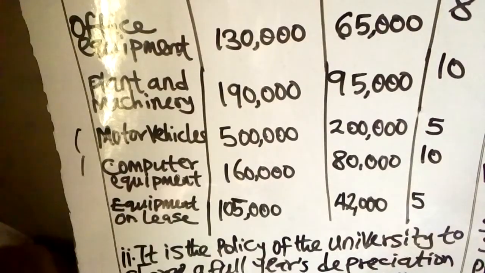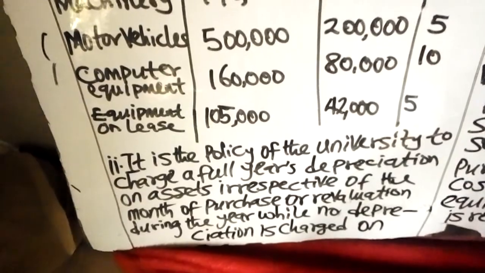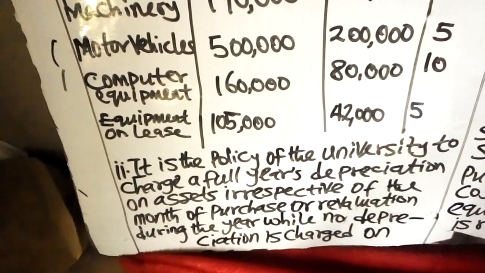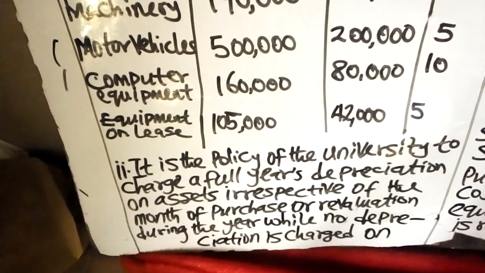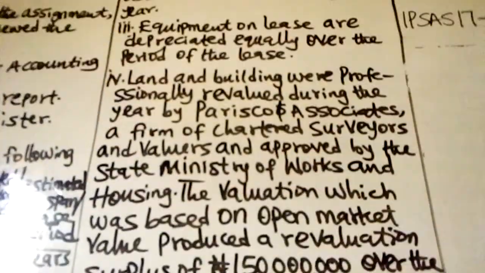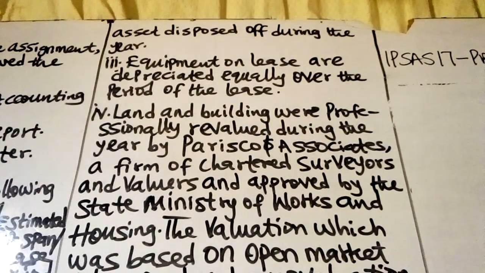Then equipment on lease, the cost is 105,000, accumulated depreciation is 42,000, and the useful economic life of the leased equipment is 5 years. It is the policy of the university to charge a full year's depreciation on assets irrespective of the month of purchase or revaluation during the year, while no depreciation is charged on assets disposed of during the year.